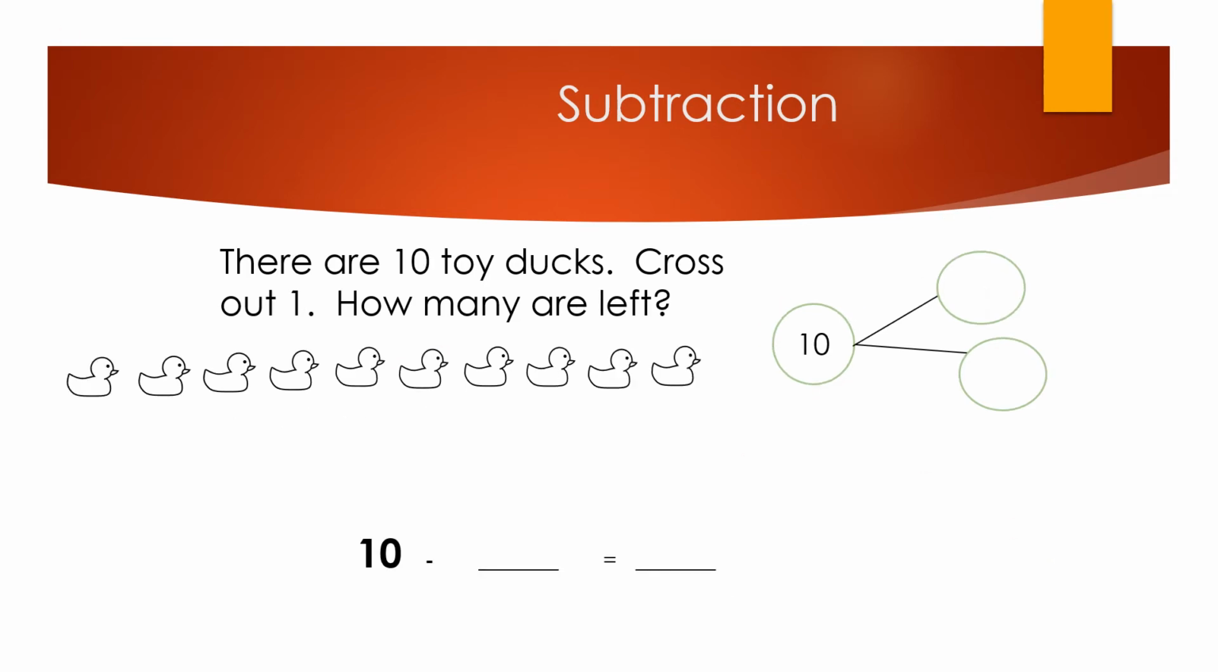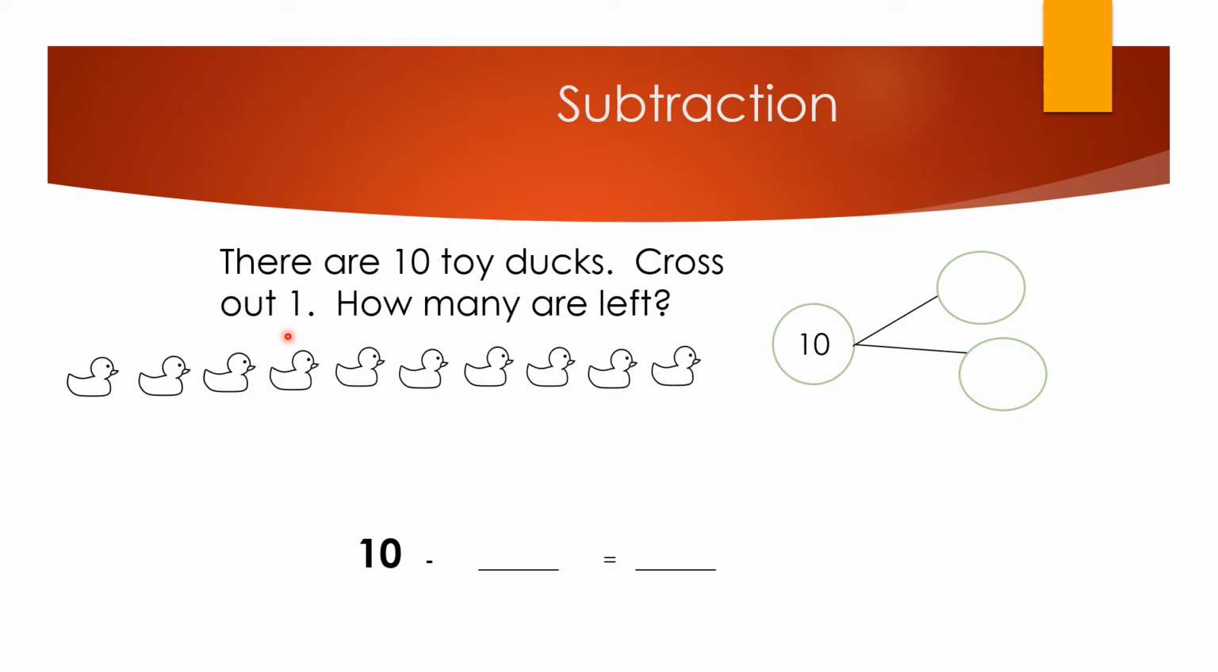Kindergarten, let's read our next subtraction number story. Ready? Read. There are 10 toy ducks. Cross out 1. How many are left? Kindergarten, we have a total of how many ducks? You guessed it, 10. 10 is represented in the whole in our number bond and in our equation is written first. But something changes in our number story.